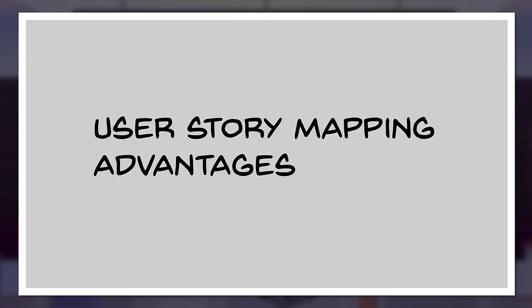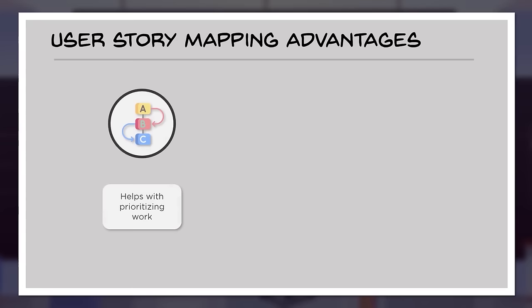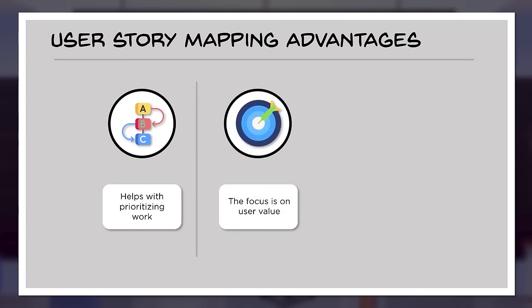Now, what are the advantages of user story mapping? The advantages are that it helps with prioritizing work, as I explained in an example. Similarly, the focus is on user value. The moment I click on the web page, www.abcbank.com, the bank page will come. I will have a login interface. I will go and click on login. Now, from the point I open a browser and input that URL and click on login, and the login page comes in, how long does it take?